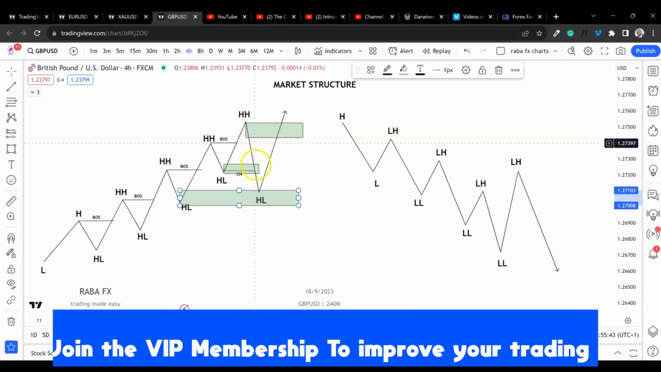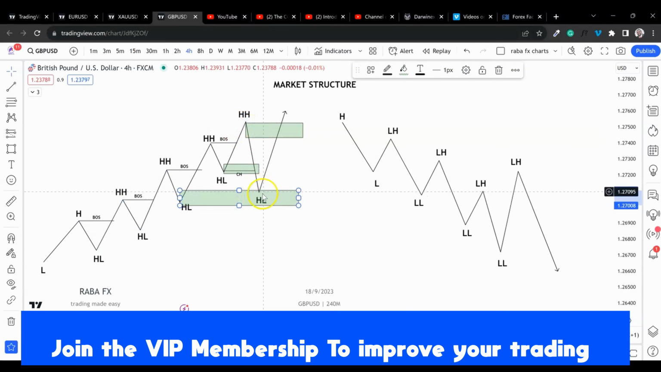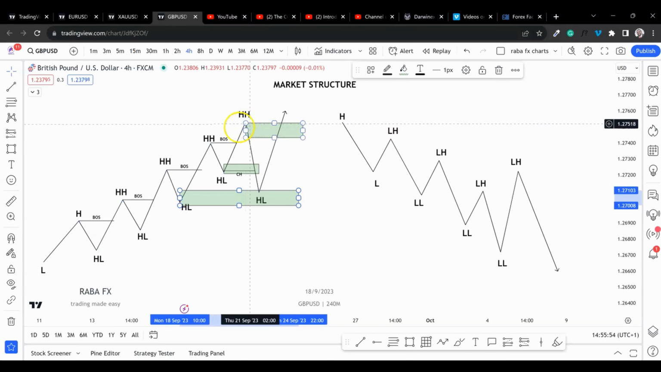So when the market comes back down here, you buy here. So this now acts as an inducement. Then once you buy here, target this high, because this is not yet a valid or real market structure shift. The market will move on and then continue.